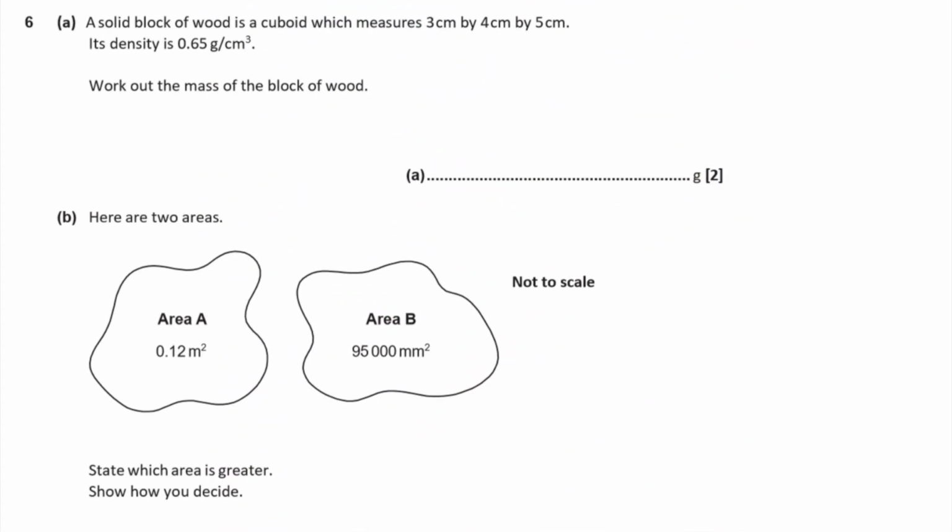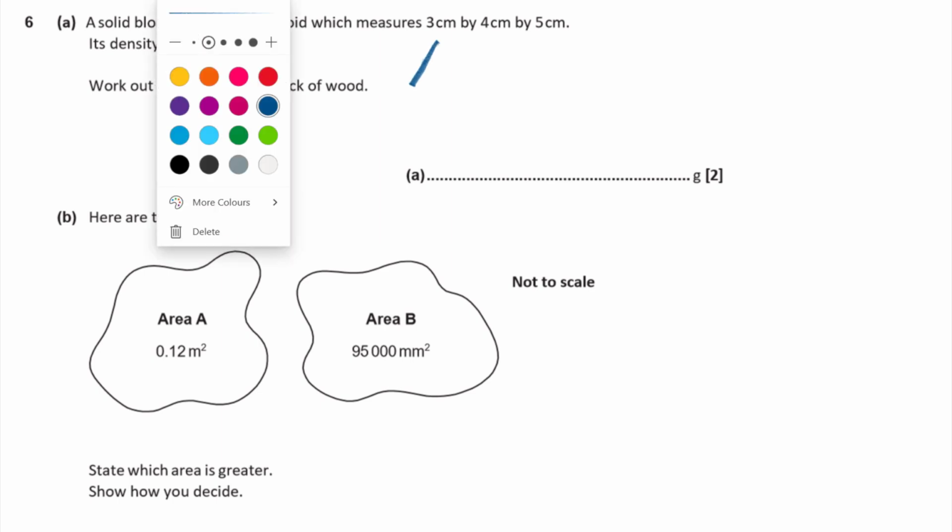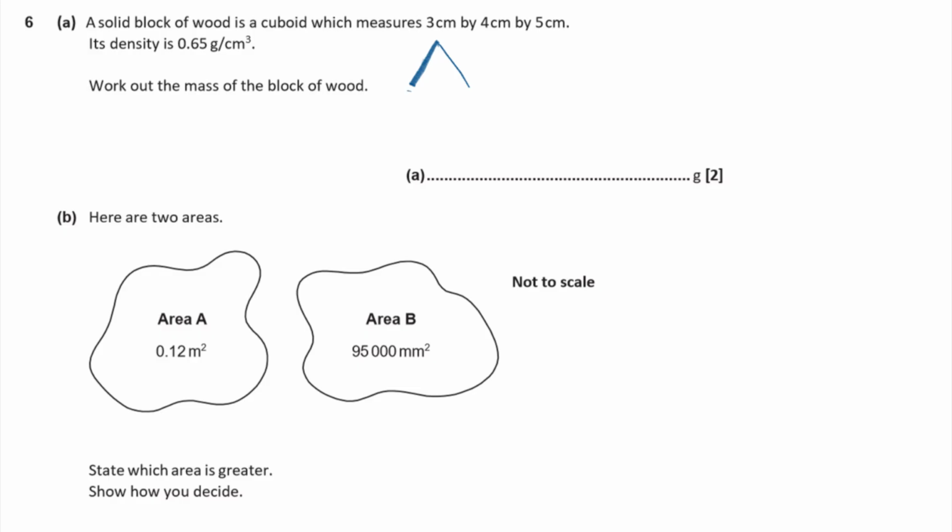Question 6a. A solid block of wood is a cuboid which measures 3 by 4 by 5 centimeters. Its density is 0.65 grams per cubic centimeter. Work out the mass of the block of wood. Okay, so this is a problem about density. So I'm going to be using the density triangle, drawing a little triangle with density, mass and volume on it. That's what we need for this one.